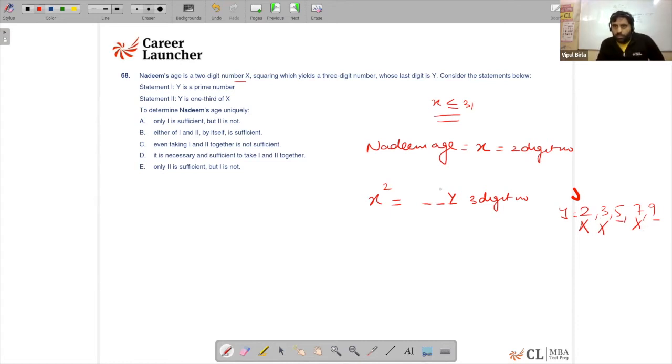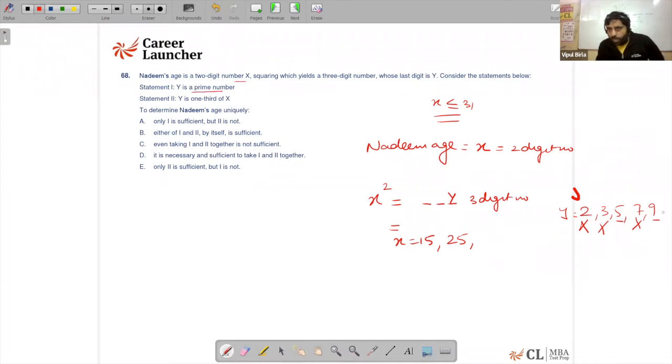Right, so it will be either 5 or 9. Basically, a number ending with 5, so it's going to be 15 squared. So one of the possibilities for x is going to be 15. Square is 225. 25 squared is 625. And ending with 9, sorry, y is a prime number, it is also given.